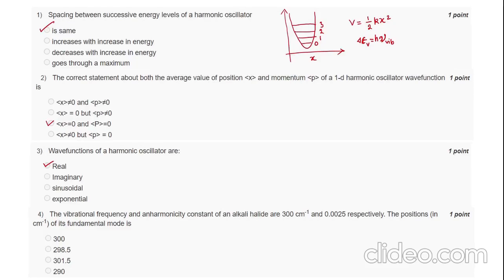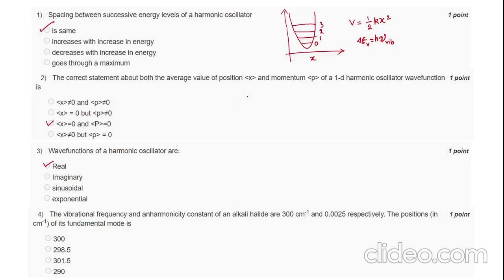Question number 4: the vibrational frequency and anharmonicity constant are given for an alkyl halide. The vibrational frequency is given as 300 centimeter inverse, and the anharmonicity constant, that is xe, is given as 0.0025 respectively. So we need to calculate the position of the fundamental mode. So let us remember.